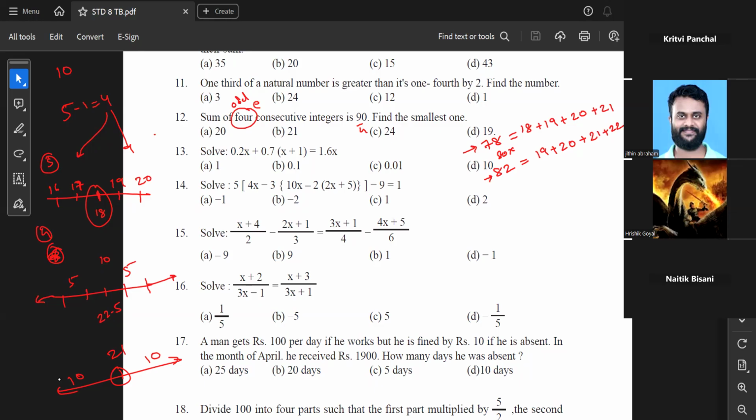Krithvi, tell me. अपना time हो गया है, but you tell me. What's your query? Nothing, I accidentally raised it.